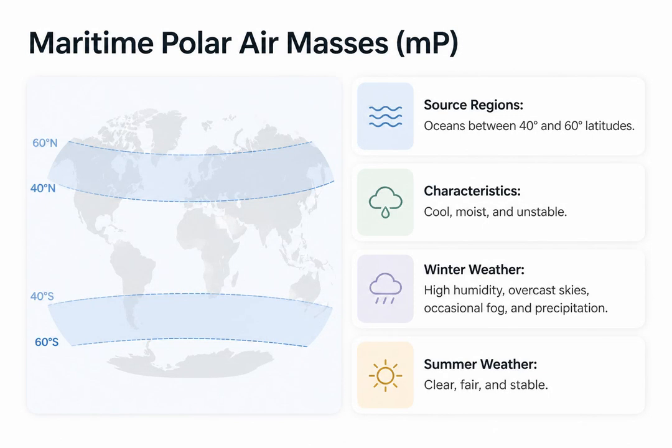Next, we have maritime polar, or MP, air masses, originating over oceans between 40 and 60 degrees latitude. Interestingly, these are often continental polar air masses that have moved over warmer oceans, heated up, and collected moisture. As a result, they are cool, moist, and unstable. In winter, they bring high humidity, overcast skies, fog, and precipitation. But in summer, they tend to bring clear, fair, and stable weather.